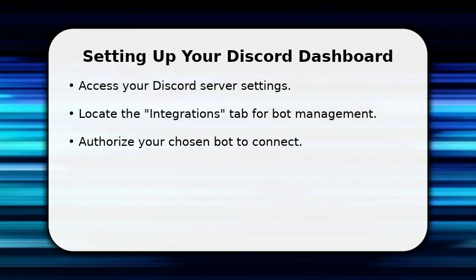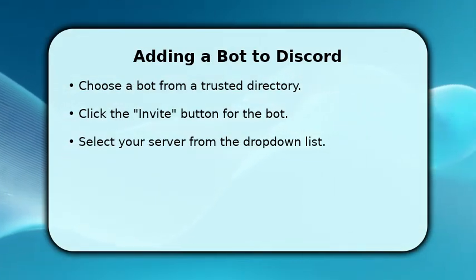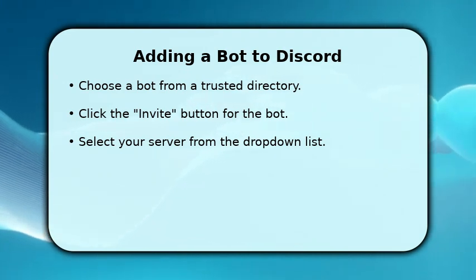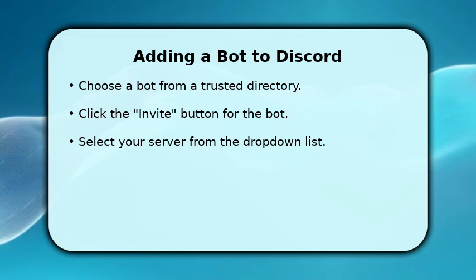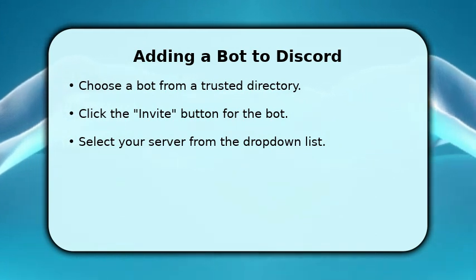We'll then move to the Integrations tab to begin adding your bot. Once in Server Settings, find the Integrations tab on the left-hand sidebar. Here, you'll see options for webhooks and bots. To add a new bot, you'll typically go to a bot's official website or a trusted bot list. Click the Invite or Add to Discord button, which will redirect you to an authorization page. Make sure to select the correct server from the drop-down menu.